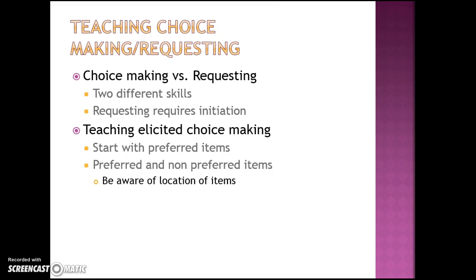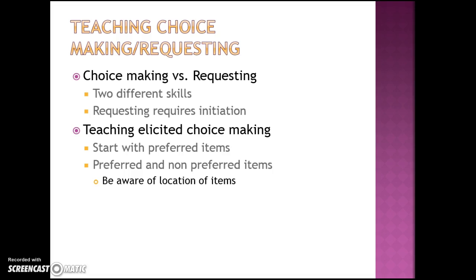When you're teaching, elicited choice making is, again, an easier skill than requesting, so that's typically the one you're going to start with. You're going to start with 2 preferred items because the goal at this point is just to teach the individual that communication has power. So you want them to understand that if they use these symbols, whatever symbols you're using, to communicate, then they're going to get something rewarding and meaningful. So you're going to start with 2 preferred items.